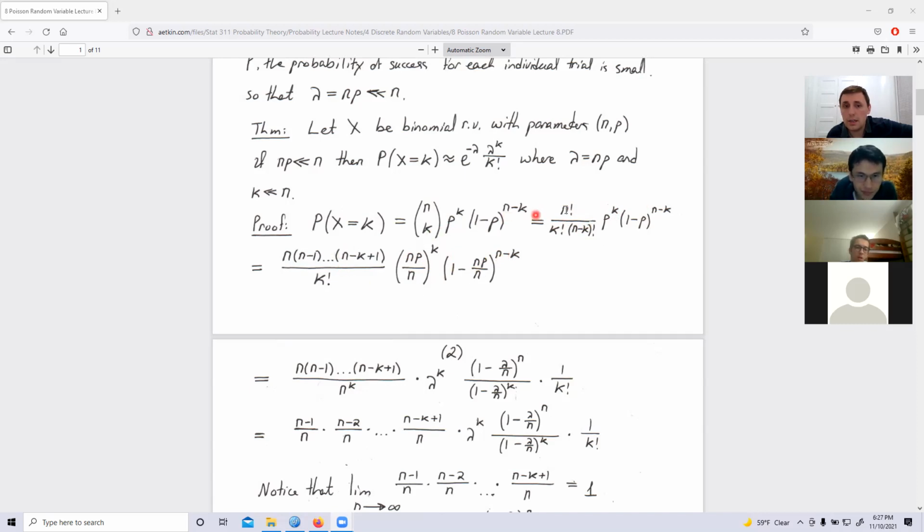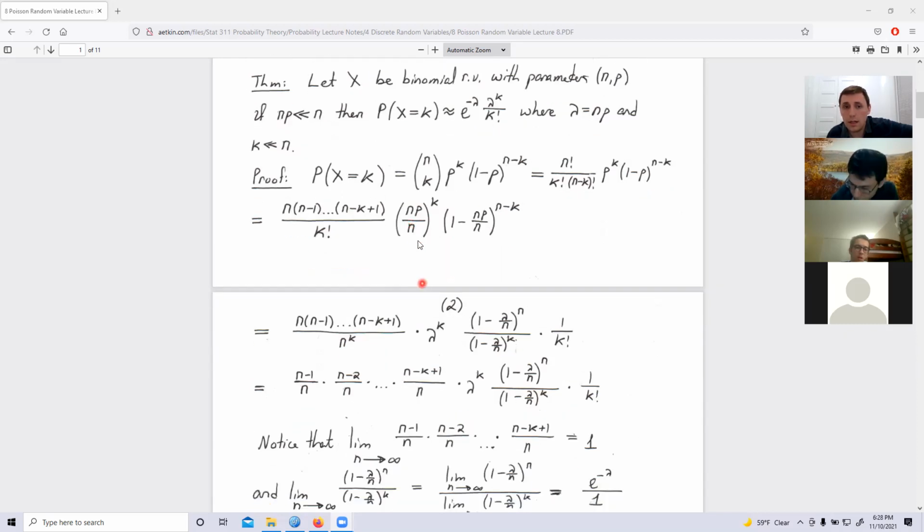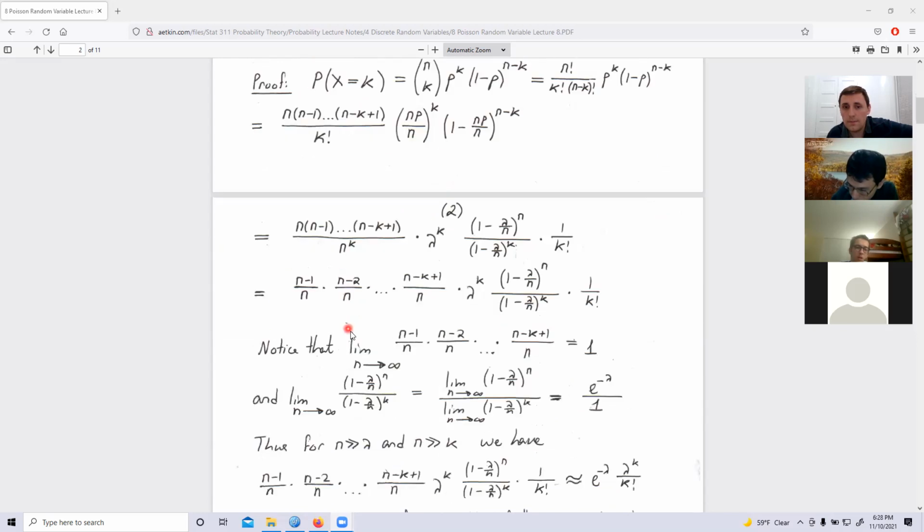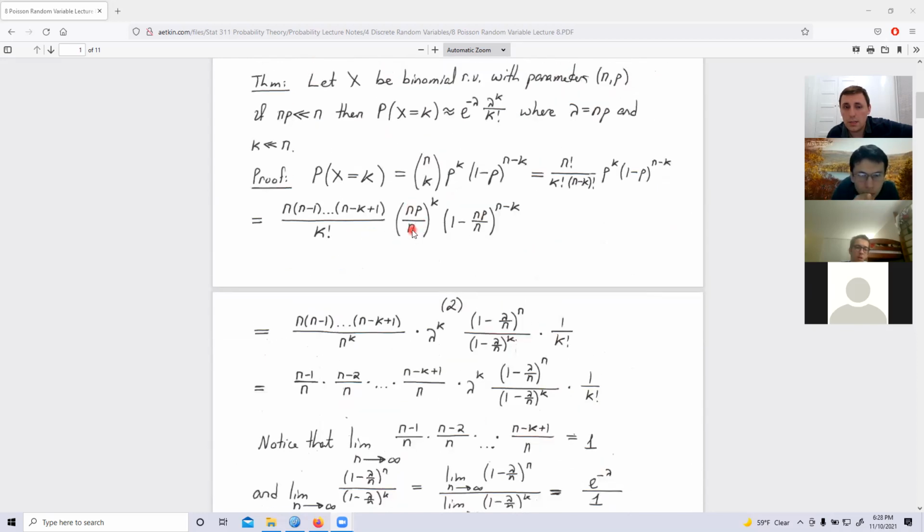And for the n factorial and n minus k factorial, I simplify, and I have here n times n minus 1 all the way to n minus k plus 1 over what? Now you see that I can pull out lambda to the k, and I have n to the power of k, which is moved here. You see the manipulation, guys? It's divided by n to the k, all right? And this is lambda to the k, and what is this? This is simply 1 minus lambda over n to the nth power divided by 1 minus lambda over n to the kth power, and I took the 1 over k factorial and placed it here.